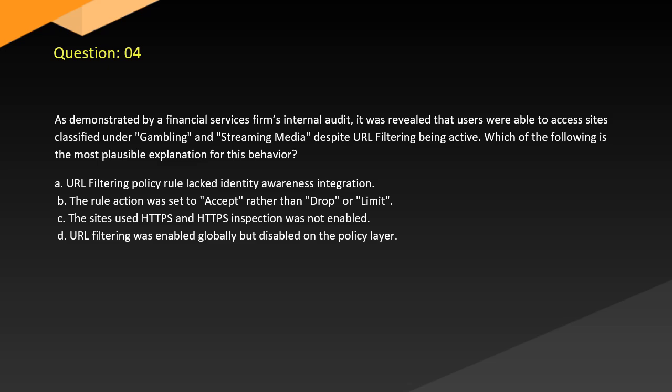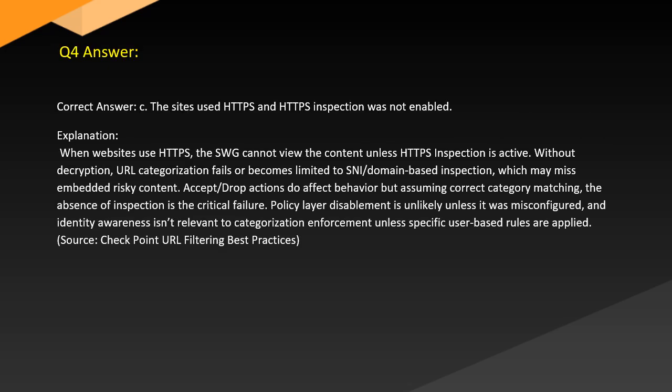Correct answer: C. HTTPS inspection was not enabled. Explanation: When websites use HTTPS, the gateway cannot view the content unless HTTPS inspection is active. Without decryption, categorization fails or becomes limited to SNI/domain-based inspection, which may miss embedded risky content.